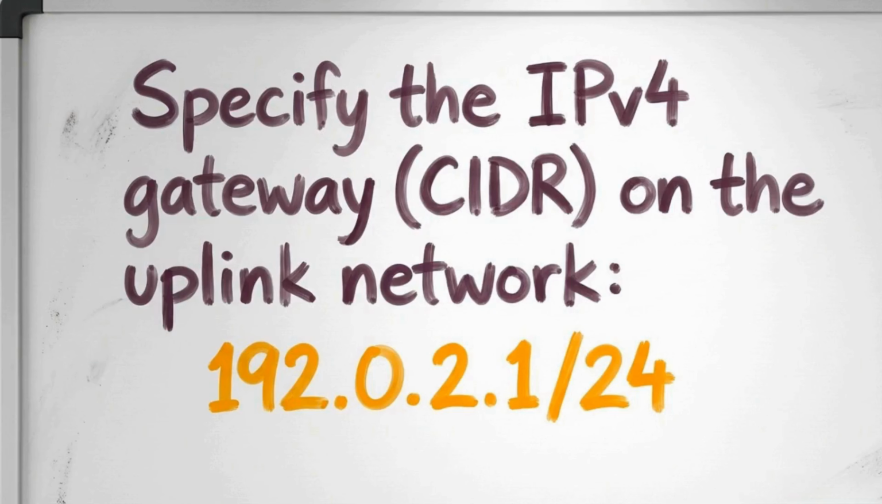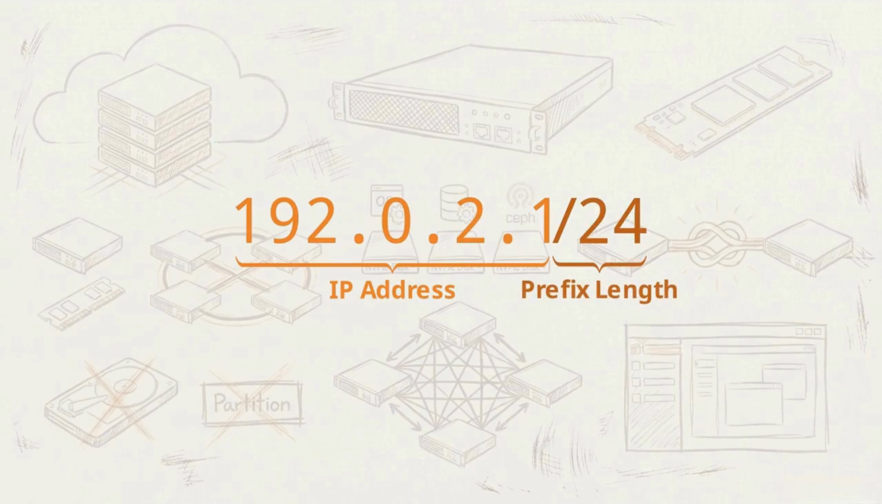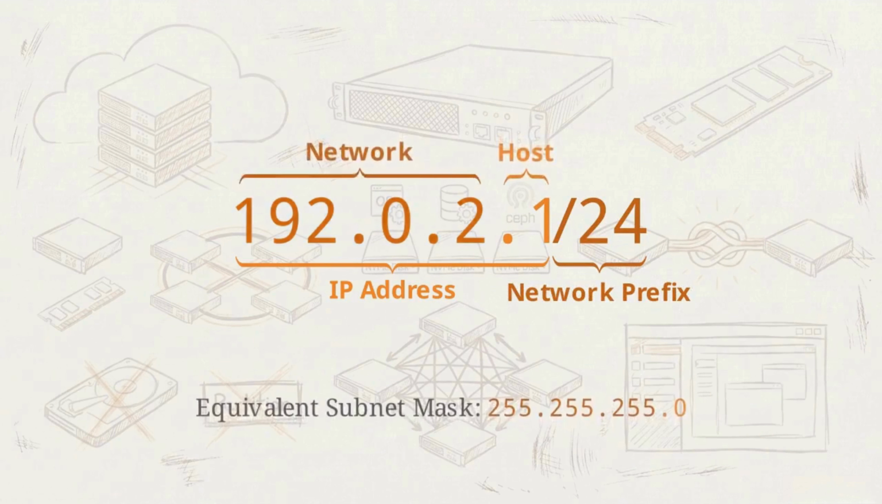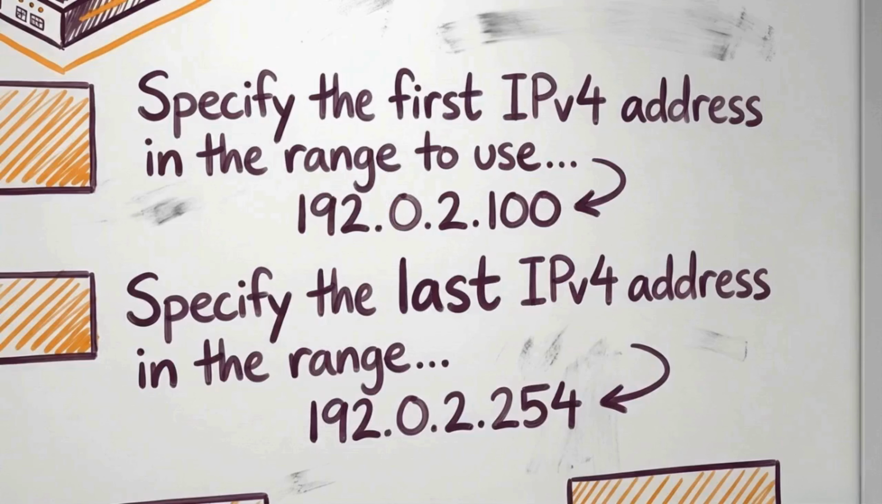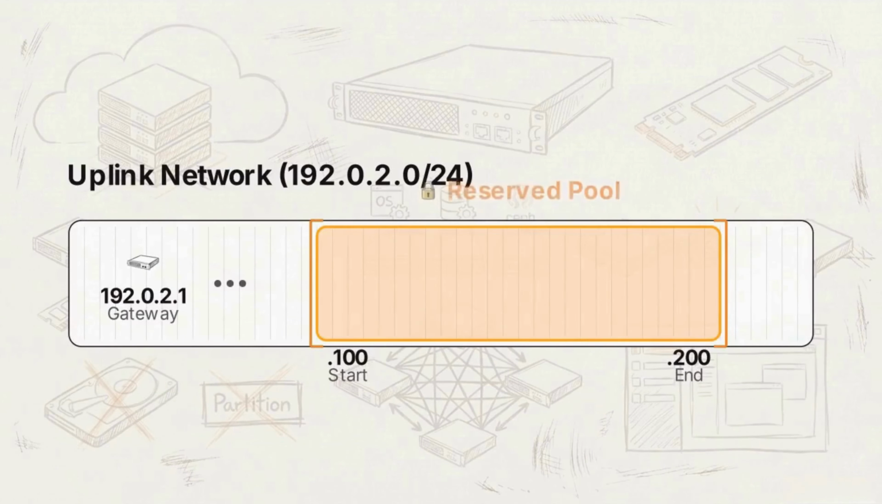Next, provide the IPv4 gateway for the uplink network using CIDR notation. CIDR is a standard format that pairs an IP address with a suffix indicating how many bits represent the network prefix. Finally, the wizard will ask for a range of IPv4 addresses. Define a specific block on your network that will be reserved exclusively for your LXD instances to use.